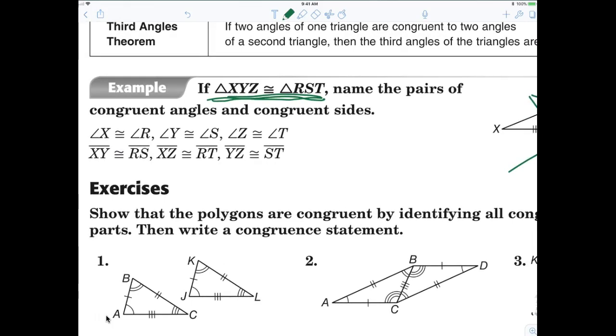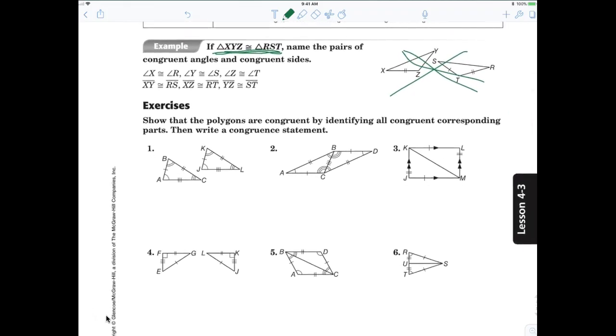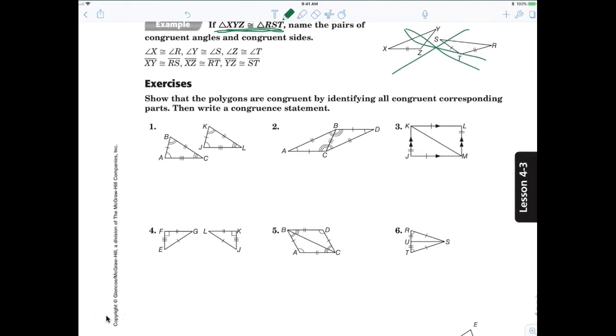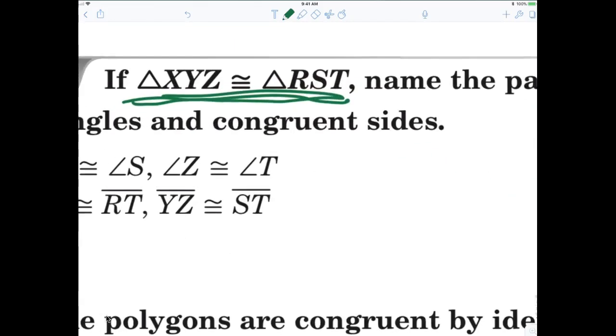Now, down here, it says, show that the polygons are congruent by identifying all congruent corresponding parts. Then write a congruent statement. So I just want to make sure you understand what I'm saying. When somebody says corresponding, that means up here in this example problem, angle X corresponds to angle what? R. Sometimes I don't say that clearly enough. Does everybody understand me? If I said side XY, that corresponds to side what? You understand what I'm saying now?